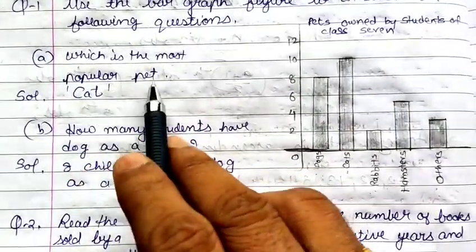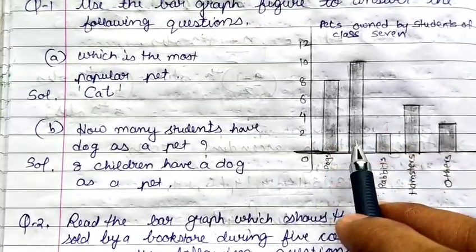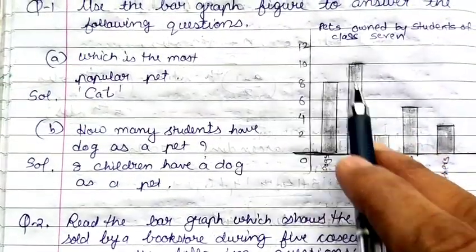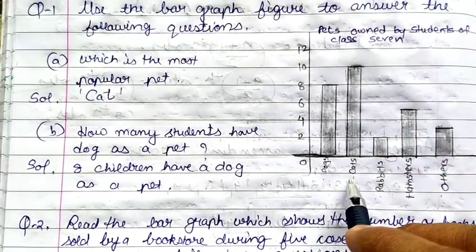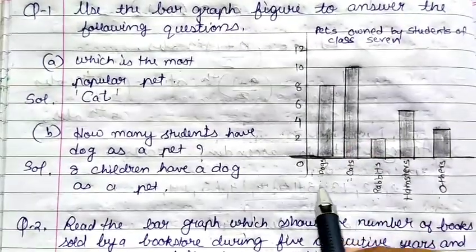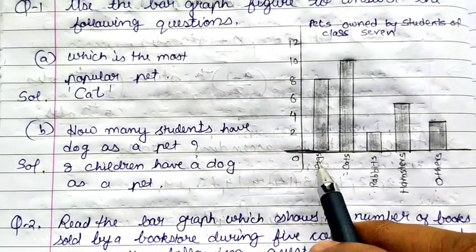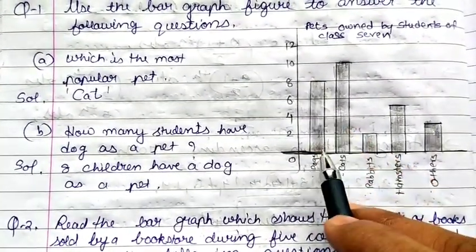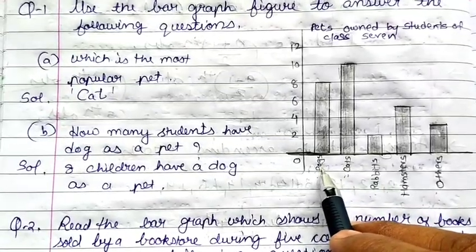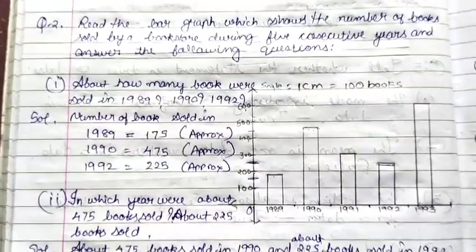Which is the most popular pet? From all the bars, we found this one is the tallest bar, and we can say that a cat is the most popular pet, which is owned by the students of class 7. Now, how many students have dog as a pet? Just now we saw that 8 children have dog as a pet. Now let us move toward the next question.